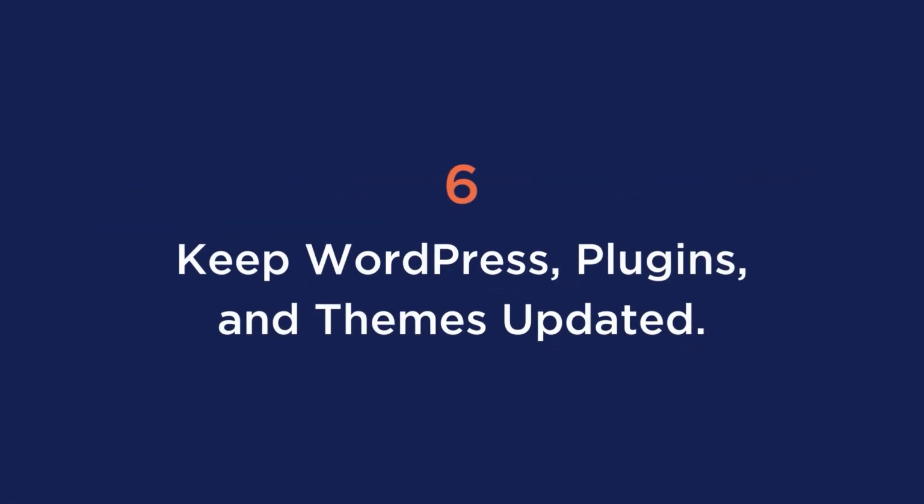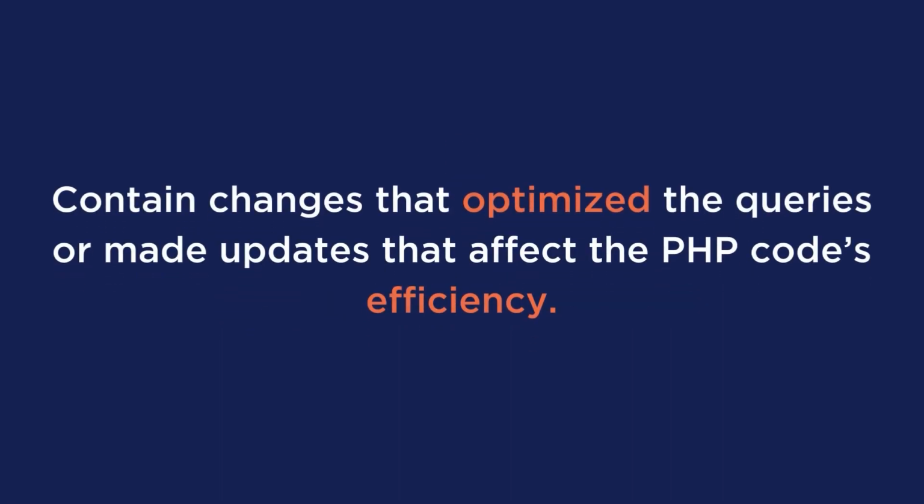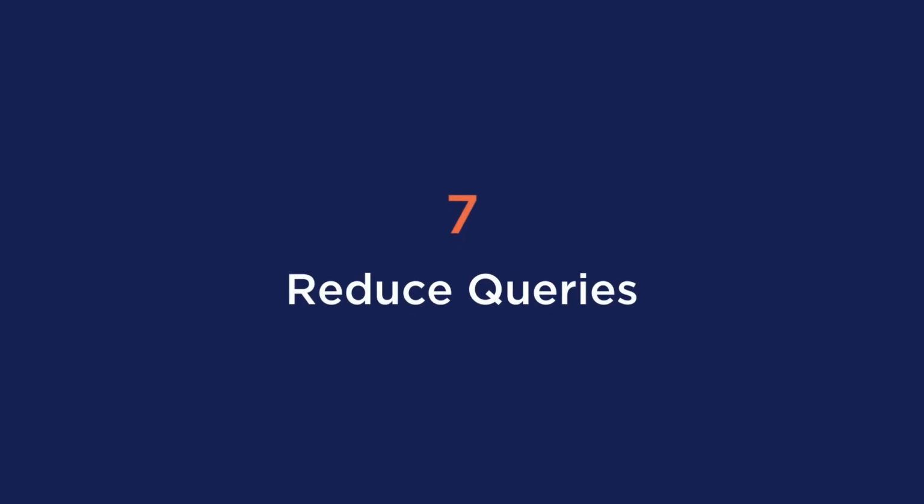Number 6, keep WordPress, plugins, and themes updated. Sometimes these updates may contain changes that optimize the queries that their code runs to the database, or made updates that affect the PHP's code efficiency. And also, don't forget that it's best practice to only keep the plugins and themes that you need and to delete the rest.